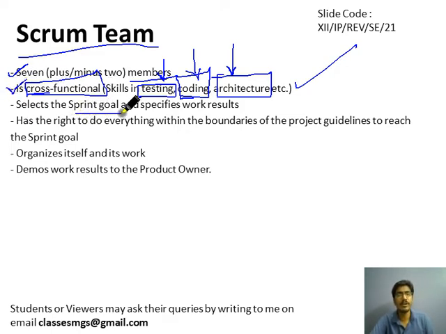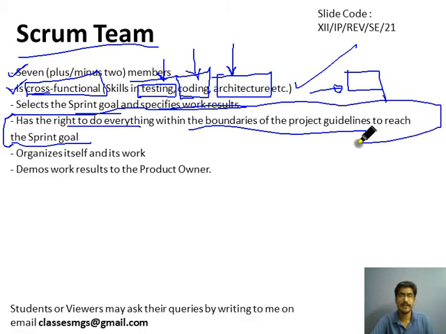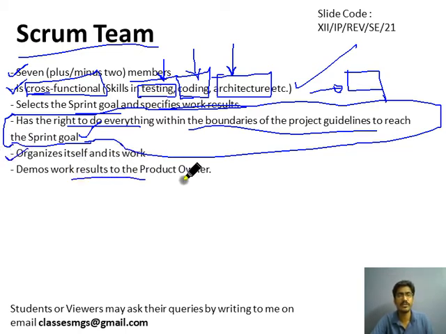It selects a sprint goal and specifies work results. Before starting any sprint, the Scrum team will select the goal of the sprint, like what needs to be released after 10 or 20 days. It has the right to do everything within the boundaries of the project guidelines to reach the sprint goal. The Scrum team has every right to do what is helpful in completing the sprint on time, and it organizes itself by the Scrum Master and demos work results to the product owner. A daily demo of what has been finished will be conducted for the product owner on a regular basis.